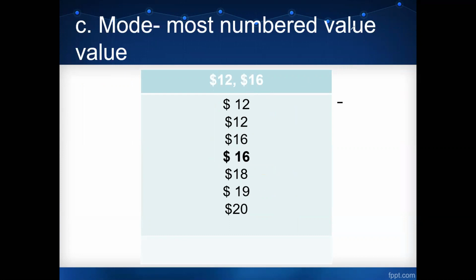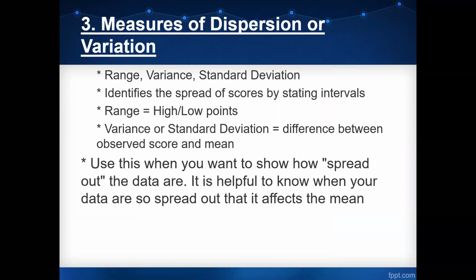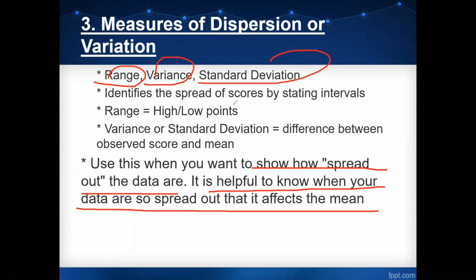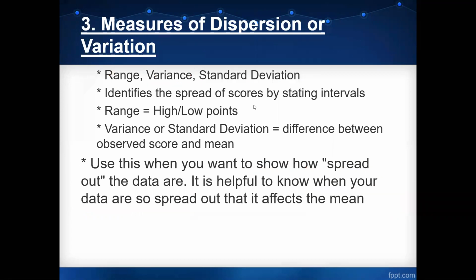Okay, next we have the third type of descriptive statistics, dispersion or variation. We use this when we want to show the spread of the data. It is helpful to know when your data are so spread out that it affects the mean. So we have range, variance, and standard deviation. Let us discuss them one by one.